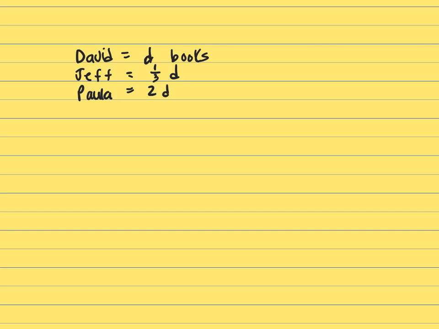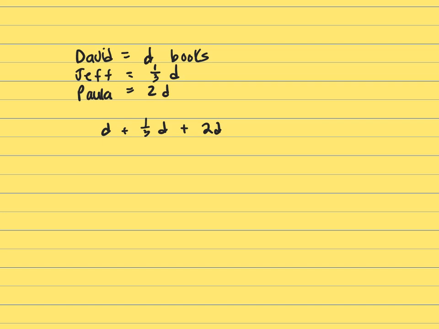And how many books do the three of them have altogether in terms of D? Well, let's just add them together. That's D plus 1/3 D plus 2D. And let's get a common denominator of 3. Wait, I don't want to do it that way. I want to do it like this.